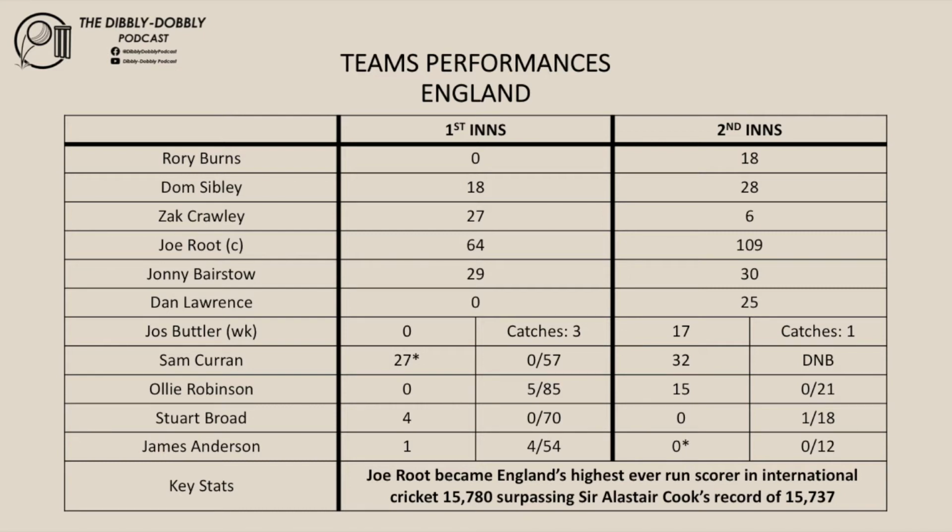Lawrence, 354 runs at an average of 27. Sibley, 345 runs at an average of 21. Burns, 314 at an average of 31 with 1 century. And Zach Crawley, 156 runs at an average of 11. So that's not great from those batsmen in terms of their calendar year runs in test matches. It just shows you, and it sort of reflects where they are at in terms of their form and their mindset and their thinking.